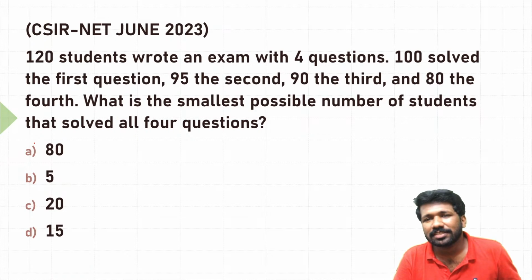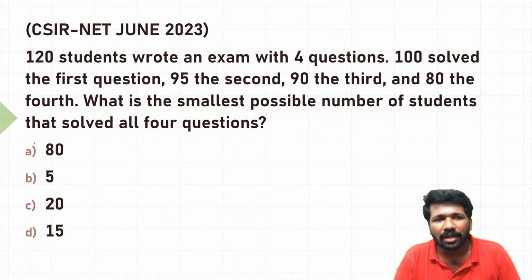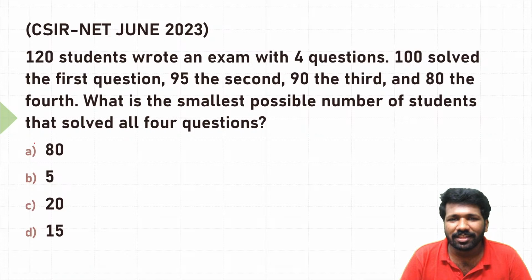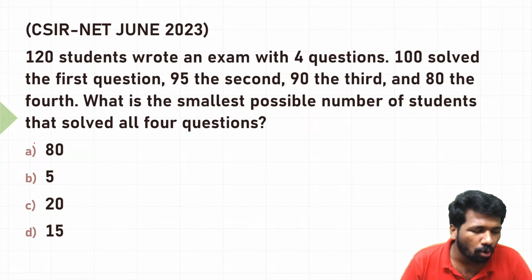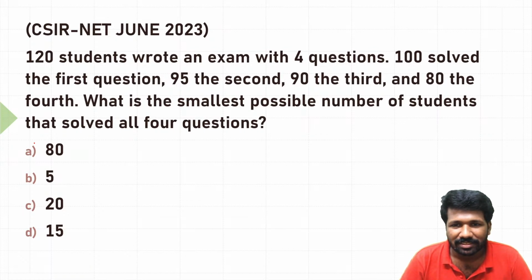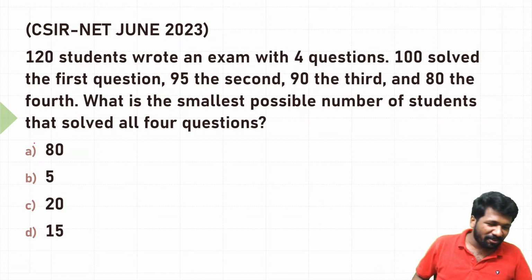120 students wrote an exam with 4 questions. 100 solved the first question, 95 the second, 90 the third, and 80 the fourth. What is the smallest possible number of students that solved all 4 questions? Again, this is very different from the previous question.